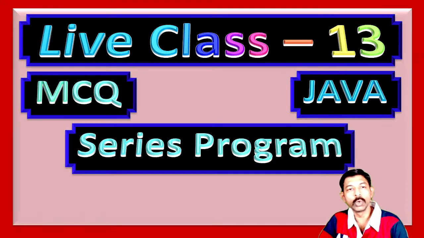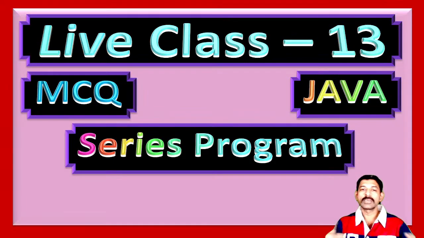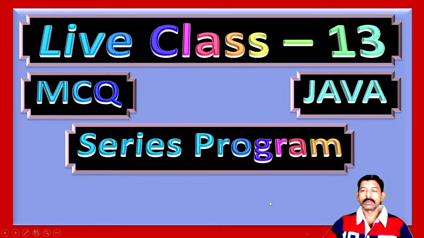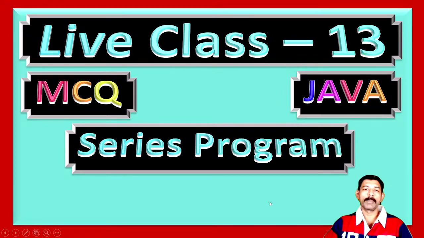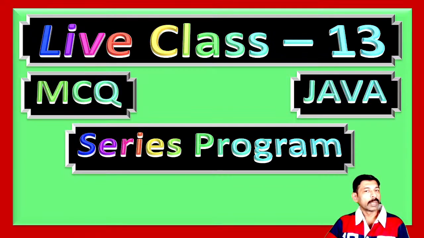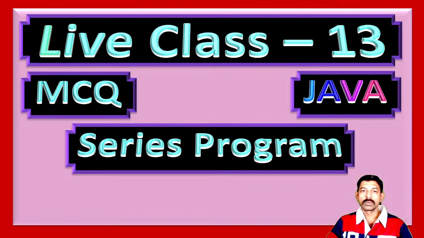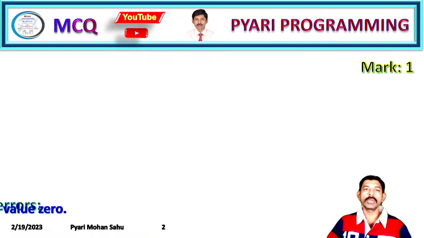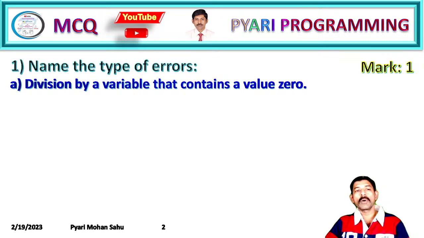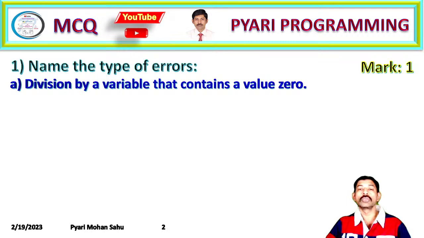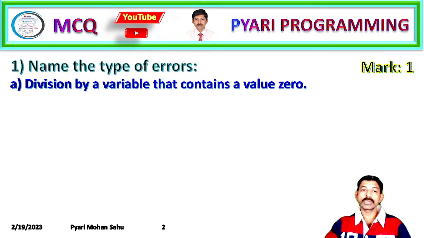We used to do 10 questions in a series program. So let's begin our programming mechanism. The first question is: name the type of error when dividing by a variable that contains a value 0.